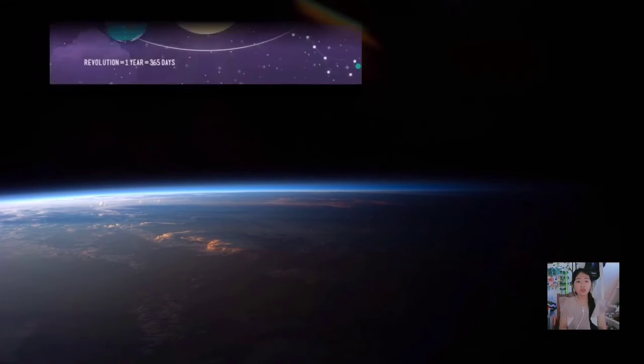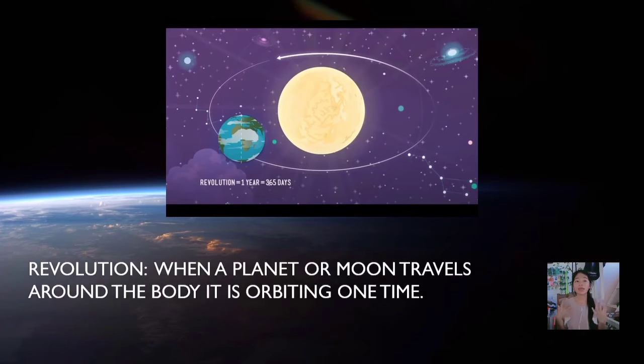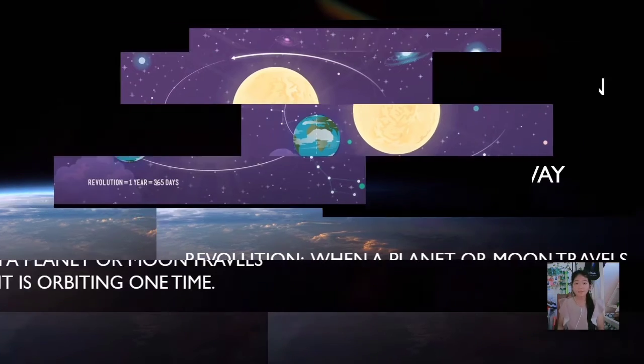Okay, revolution: when a planet or moon travels around the body it is orbiting one time. So revolution is equal to 1 year or 365 days. One full orbit all the way around the sun is one revolution. And the Earth takes 365 days or 1 year to complete a revolution. So have you got all this far?